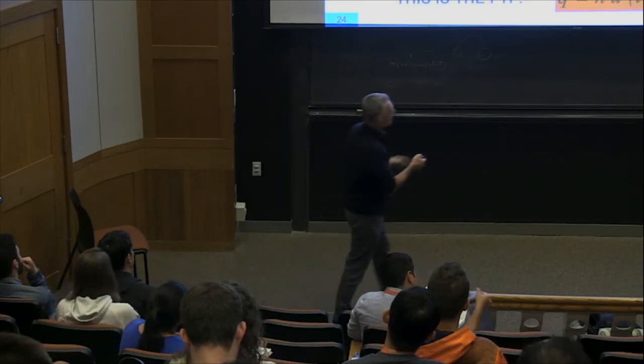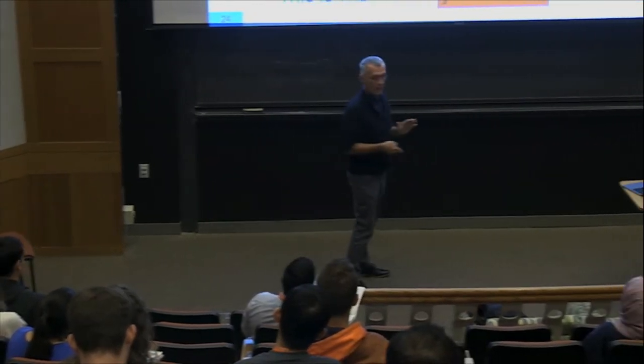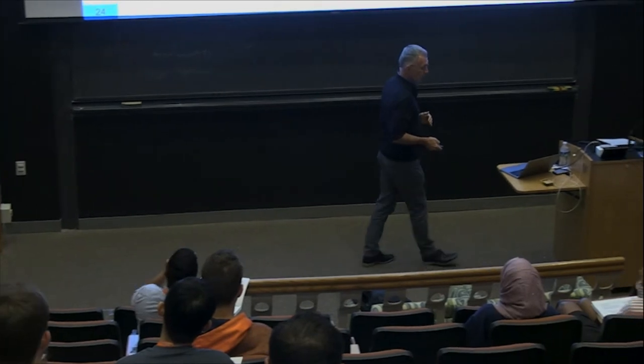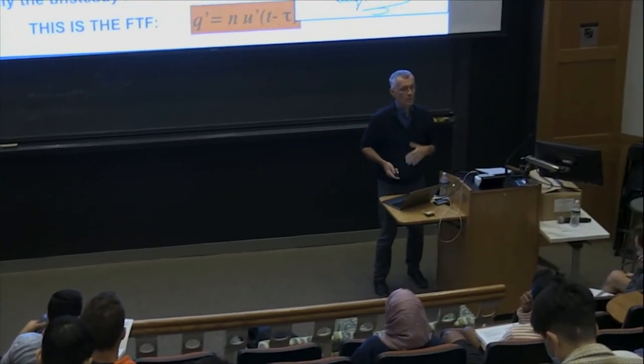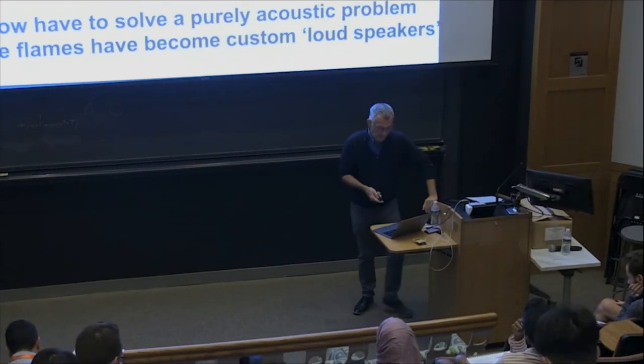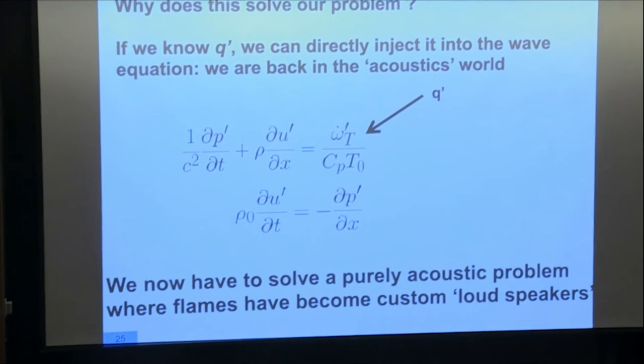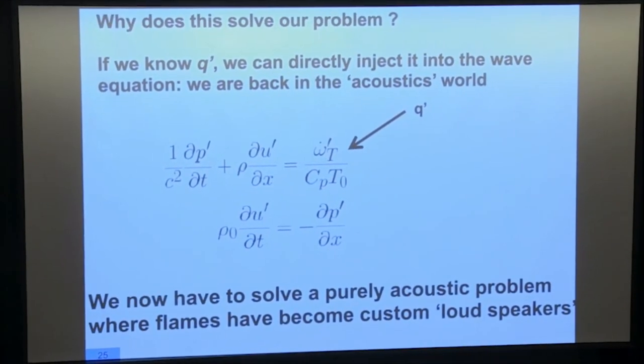So this contains enough physics to describe instabilities. And it was really the idea of Luigi Crocco before the war already. In those days, there were lots of problems with rocket engines, and this is where the idea came from. So why does this solve our problem for acoustic codes? Well, in an acoustic code, remember we derived that yesterday, the heat release is here.